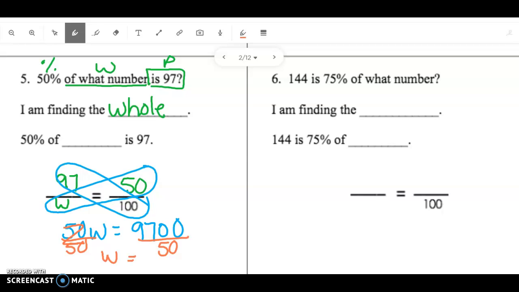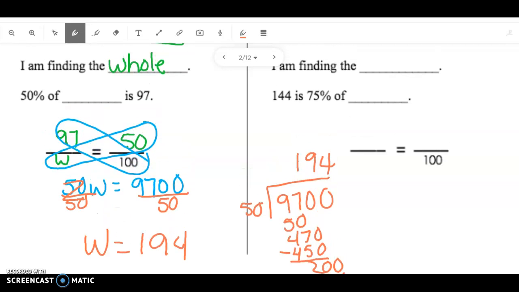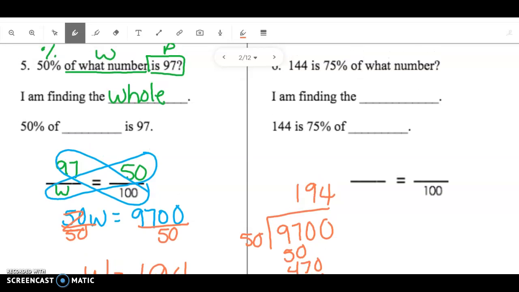I'm going to end up with, that doesn't make any sense. I don't think my answer's right here. I wrote something else down. I'm going to check my work. Be right back. All right, for our last step, we do 9,700 divided by 50. And let's see here. That means our whole number is equal to 194. I did my work over here to the side because I don't have a calculator with me today. So back up to the work part. 50% of 194 is 97.